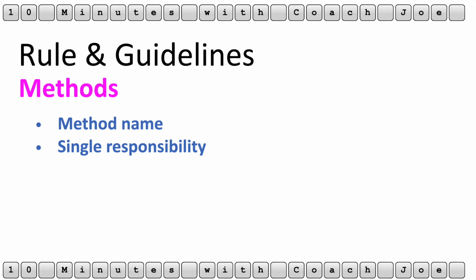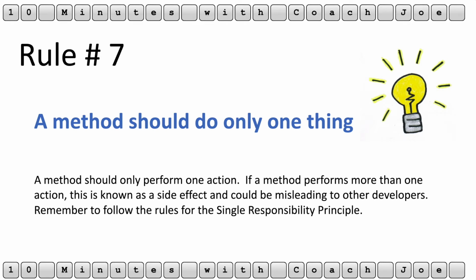The next rule or guideline is similar to a class having one responsibility. A method should only have one responsibility. Coach Joe rule number 7 states, a method should do only one thing. A method should only perform one action. If a method performs more than one action, this is known as a side effect and could be misleading to other developers.